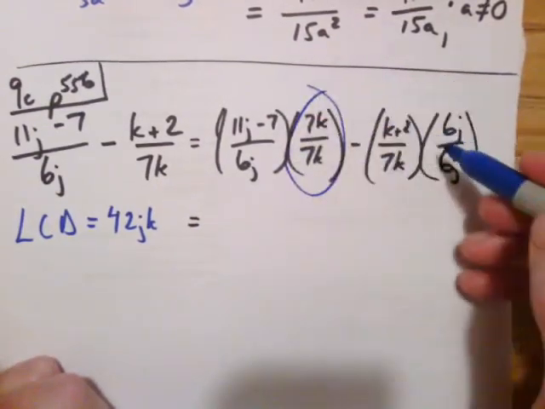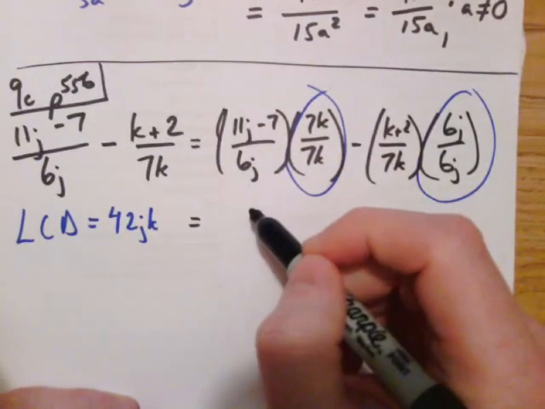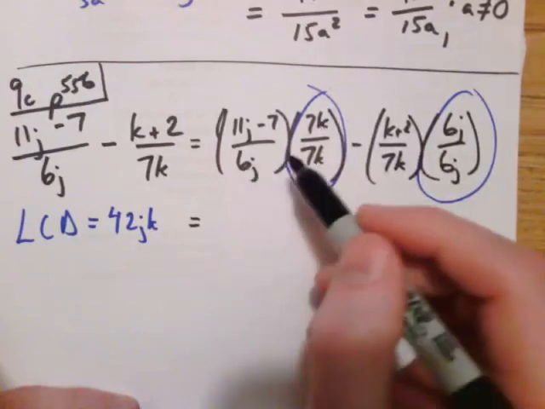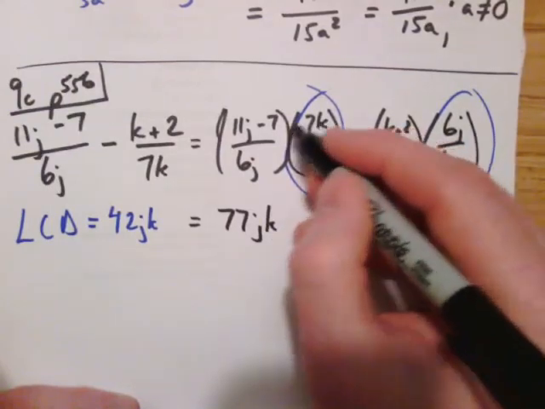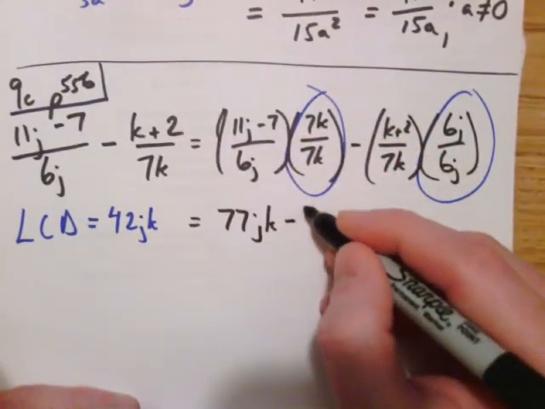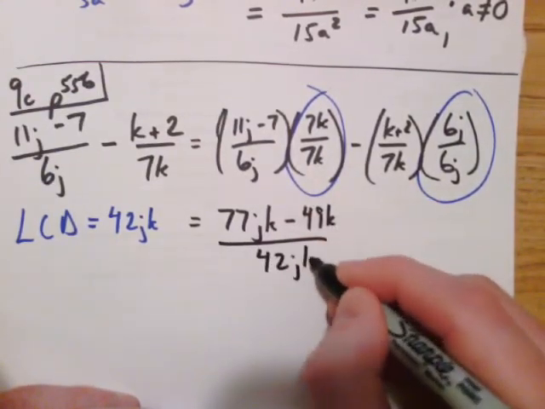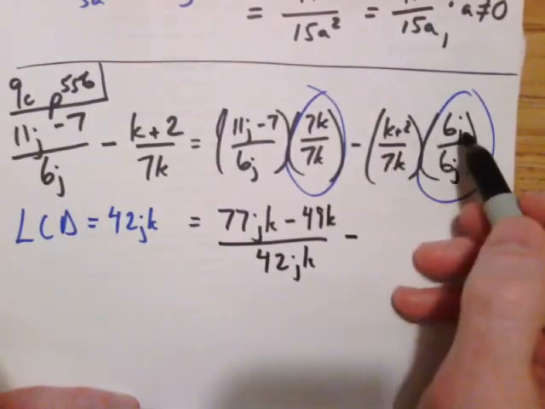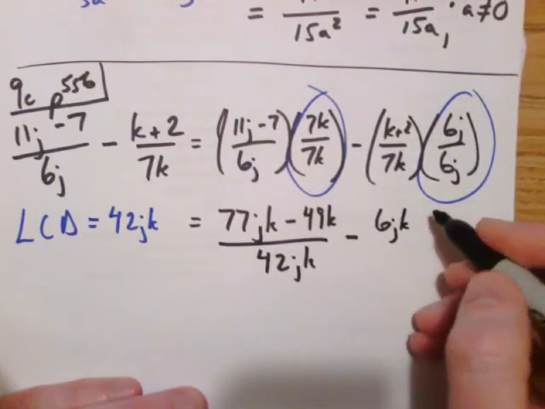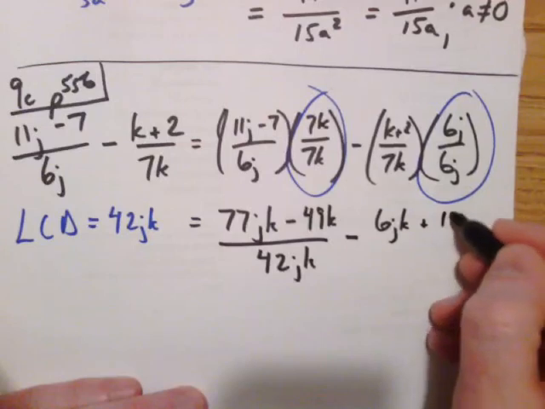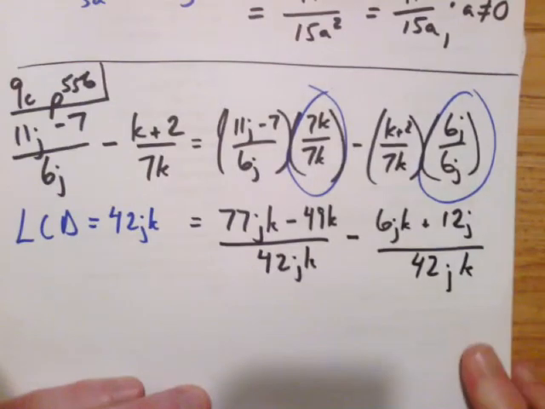Okay, so this is our kind of addition to give us the lowest common denominator. Now, you see there's some work involved here. It's not just super simple. 7 times 11 is 77jk. And 7k times negative 7 is negative 49k, all over 6 times 7, 42jk. Minus 6j times k is 6jk, plus 6 times 2 is 12j, all over 42jk.